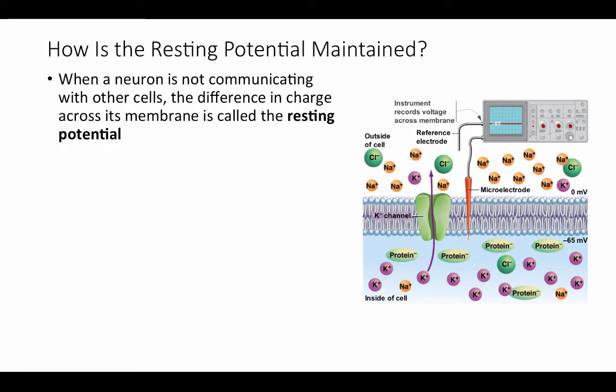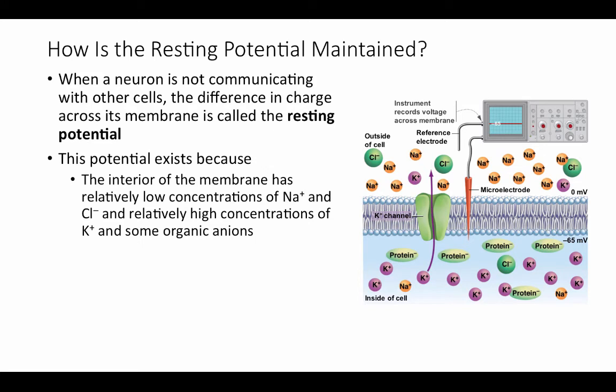So how do we get this membrane potential, this kind of default resting potential? So when a neuron is not communicating with other cells, the difference in charge across its membrane is called the resting potential. So this potential exists because the interior of the membrane has relatively low concentrations of sodium and chloride ions and relatively high concentrations of potassium and some organic anions. And in the extracellular fluid, sodium ions and chloride ions predominate. So you can see that here in this image.